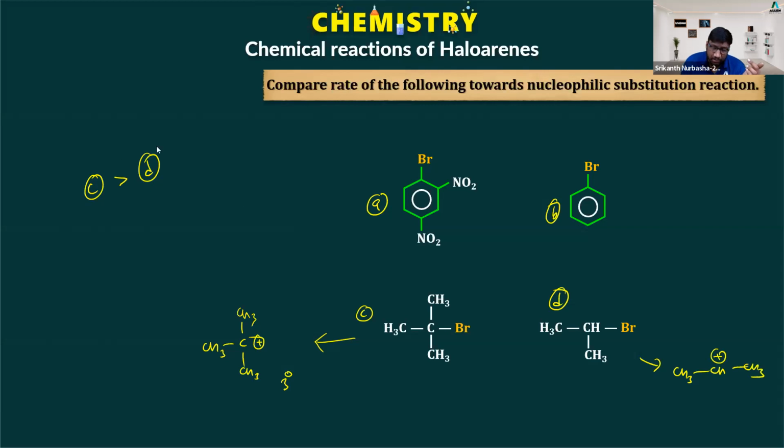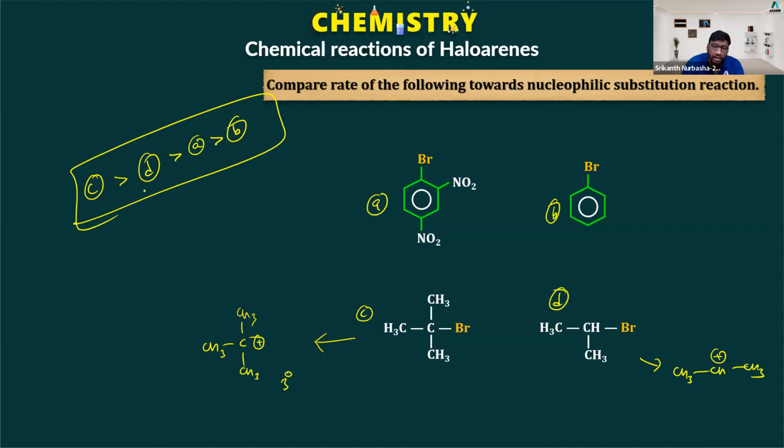Okay, C and D. And you have to place the A and B set after the C and D set. C will be greater than D, because in C we have 3-degree carbocation, in D we have 2-degree carbocation. In A and B, it is proceeding through nucleophilic aromatic substitution, that is addition elimination type. In the addition elimination type, more electron withdrawing groups at ortho and para positions increase the rate. So after C we have D, after D we have A, after A we have B.